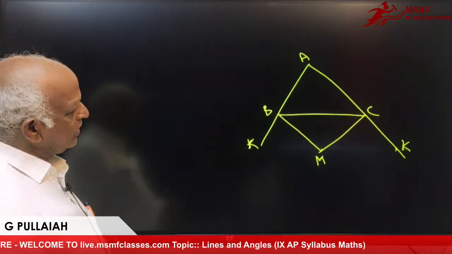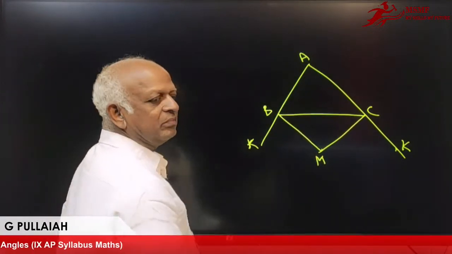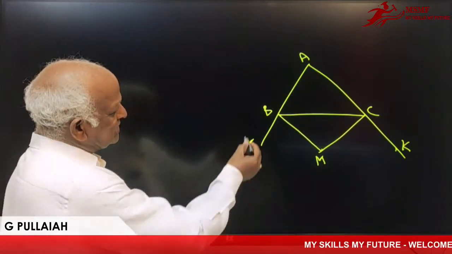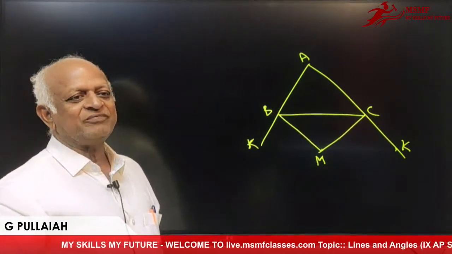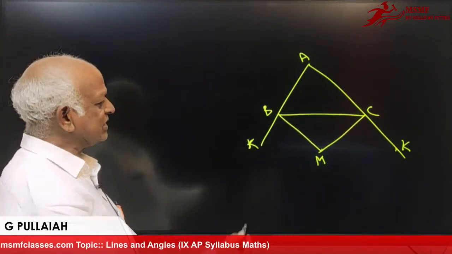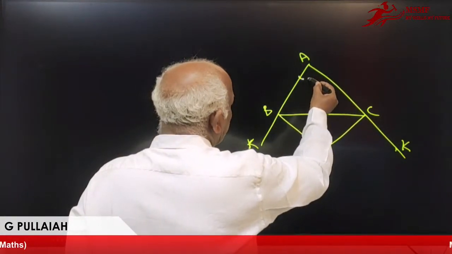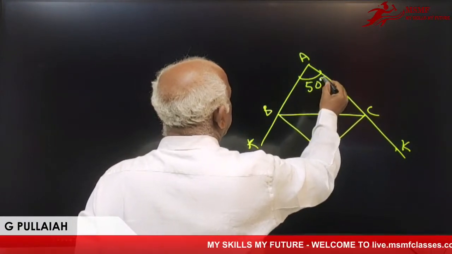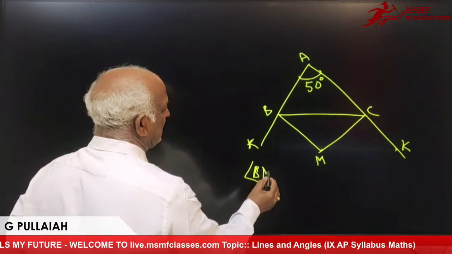So here what I meant to say, BM is the bisector of angle KBC. And CM is the bisector of angle KCB. These two bisectors are intersecting at point M. So, if angle A is 50 degrees, find angle BMC.